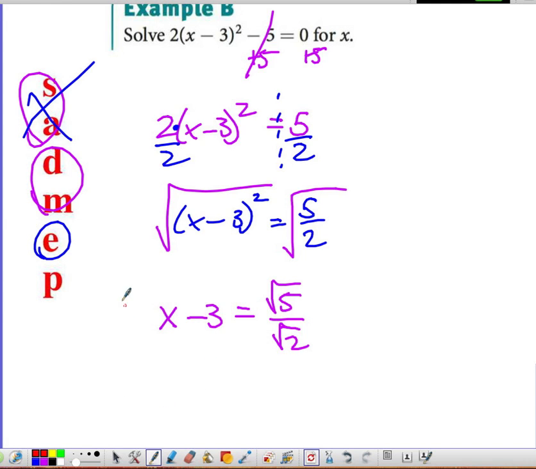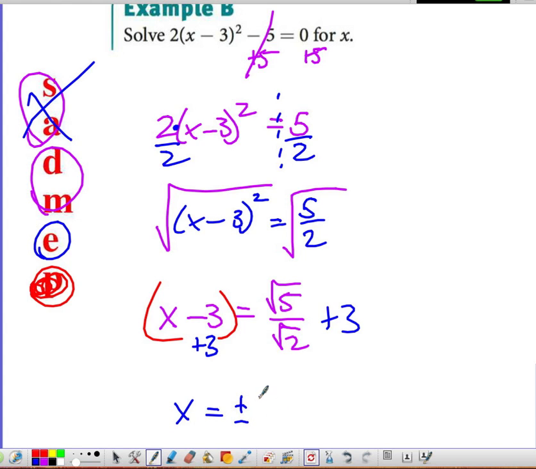Next thing we want to do, now we still have the parentheses. So parentheses is my last level, and since we only have one operation inside the parentheses, we can just go ahead and take care of it. We're subtracting 3. What is the opposite of subtracting 3? Well, to add 3 to both sides. So x is equal to plus or minus square root of 5 over the square root of 2, plus 3.